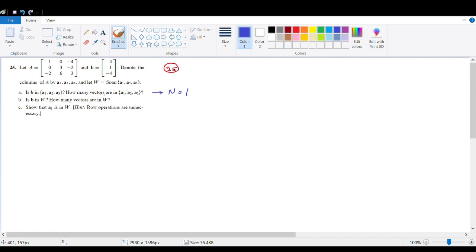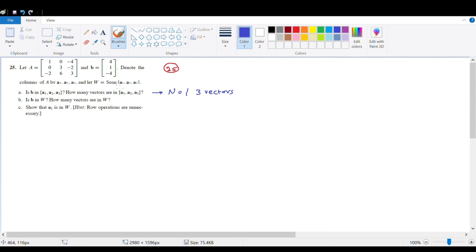And how many vectors are in {A1, A2, A3}? This is 3 vectors, because this is the set of vectors, not a span. So is B in the set {A1, A2, A3}? No, because it is not one of these vectors. Here we have 4, 1, minus 4, and none of these is 4, 1, minus 4. So this is no.